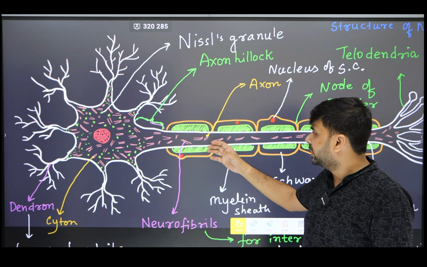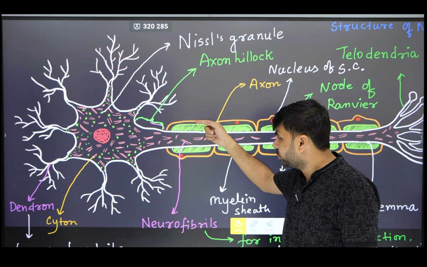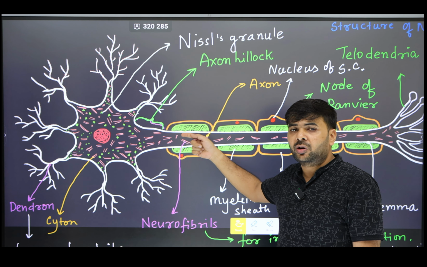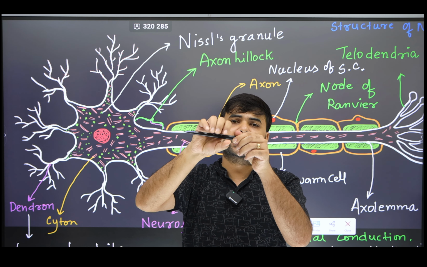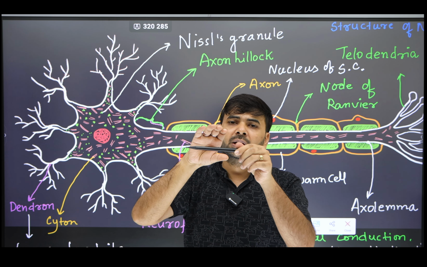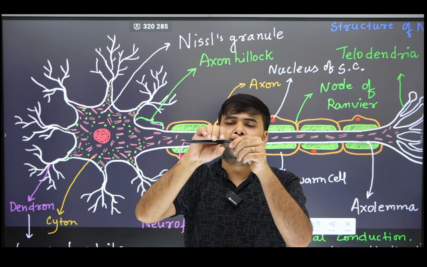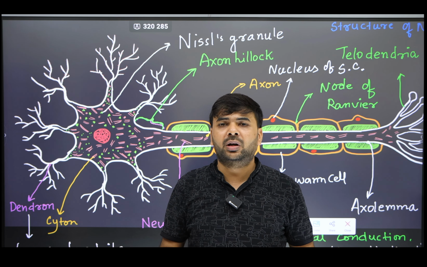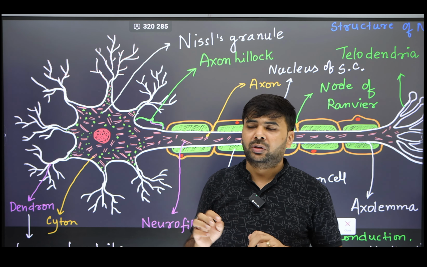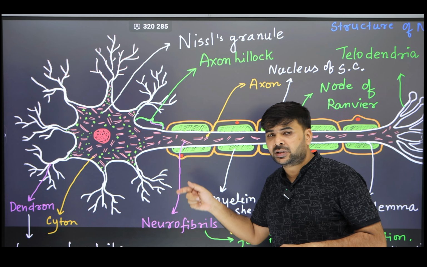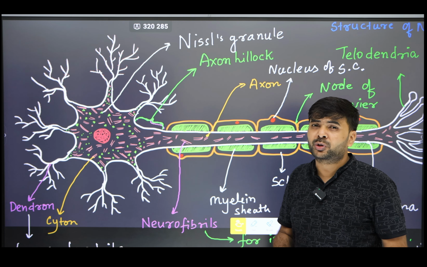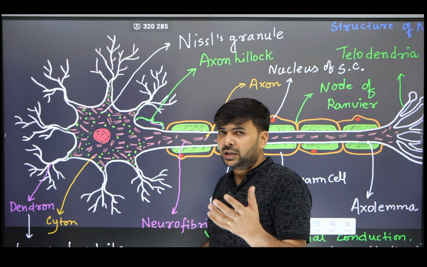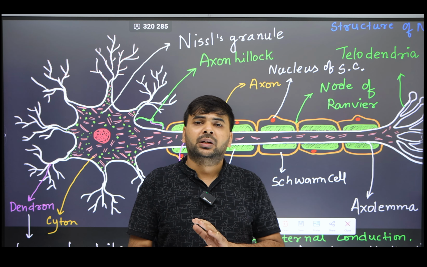And if this covering, what I said, is not a continuous multiple layer, if it is just enclosed like this, just covering, just holding, the Schwann cell is just holding the axon, then it is called an unmyelinated neuron. When it is with multiple layers, it is called myelinated. When it is just holding, it is called enclosed condition. It is not myelinated, it is called unmyelinated.